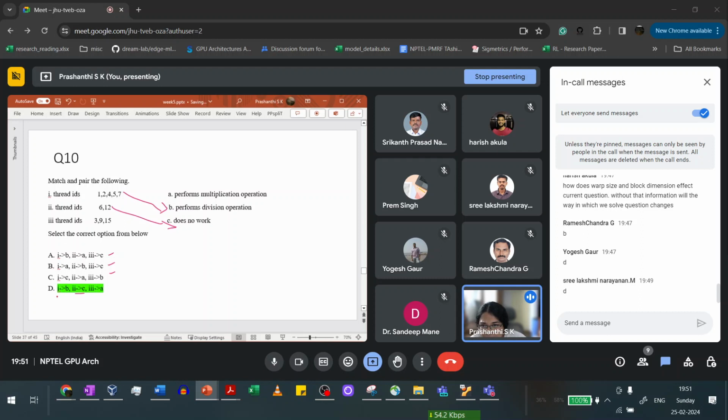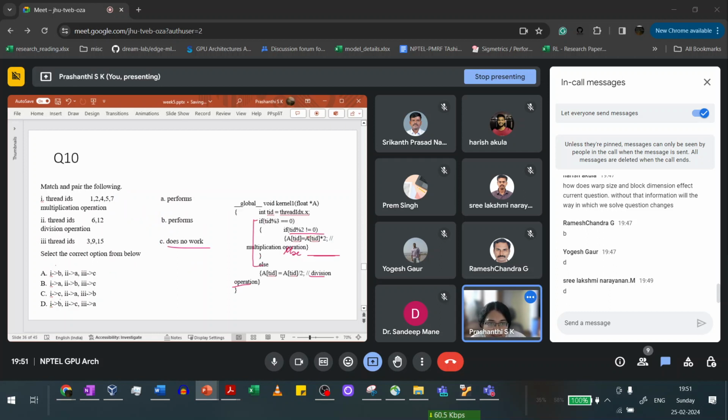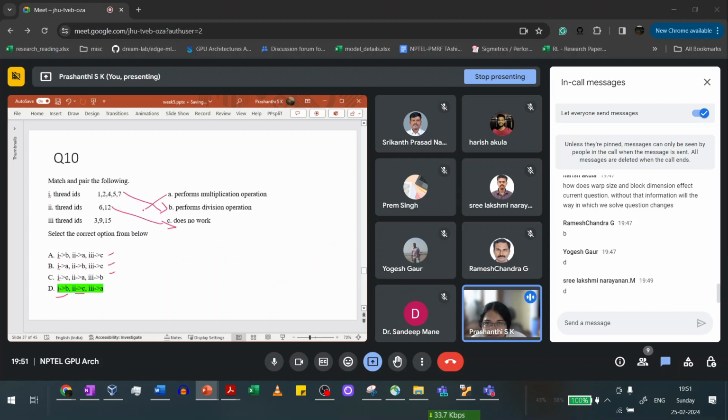Again, this option has 1b. There's also one more here if you started evaluating with this. The other part is the multiplication operation, which happens if it's a multiple of 3 but not a multiple of 2. So your 6 and 2 are eliminated, 3, 9 and 15 remain, and that would perform the multiplication operation. So this goes here. So again 3a is also correct here. So D is your correct answer.